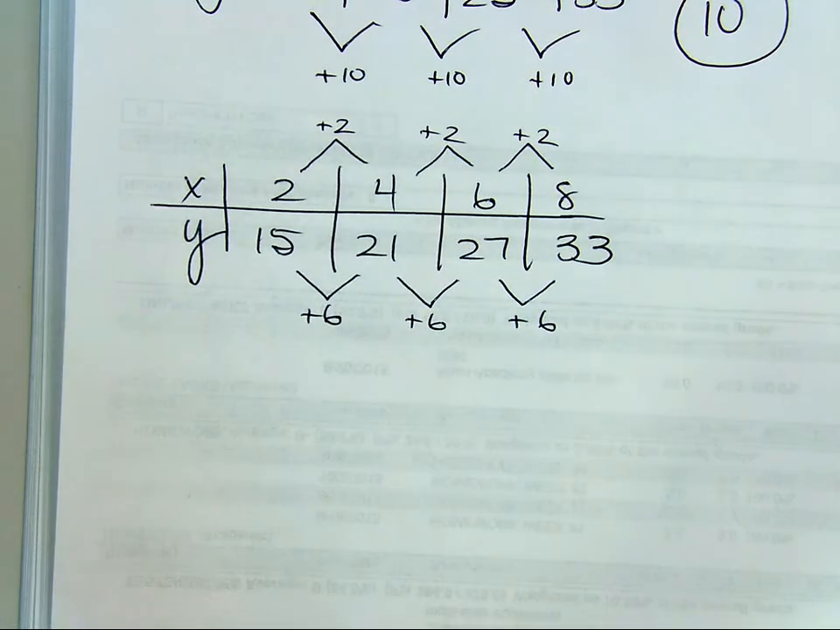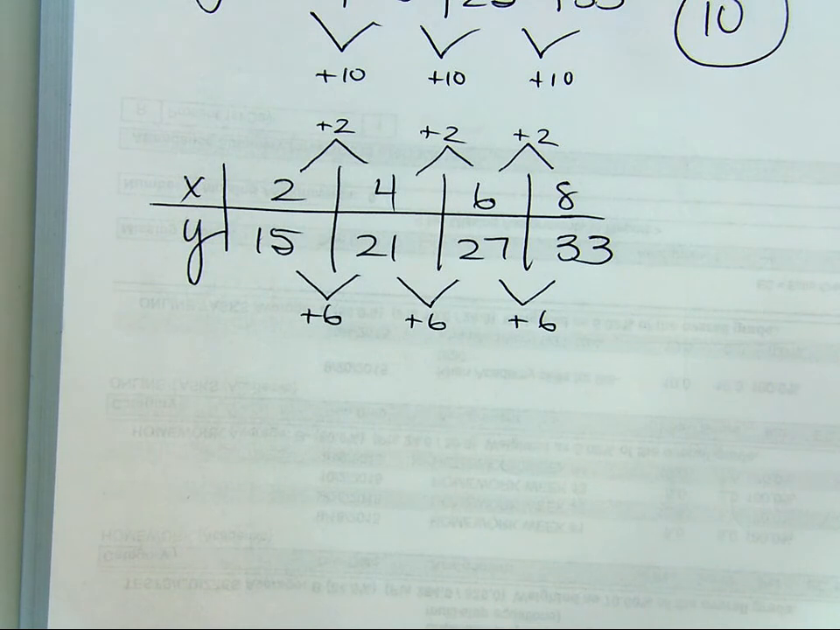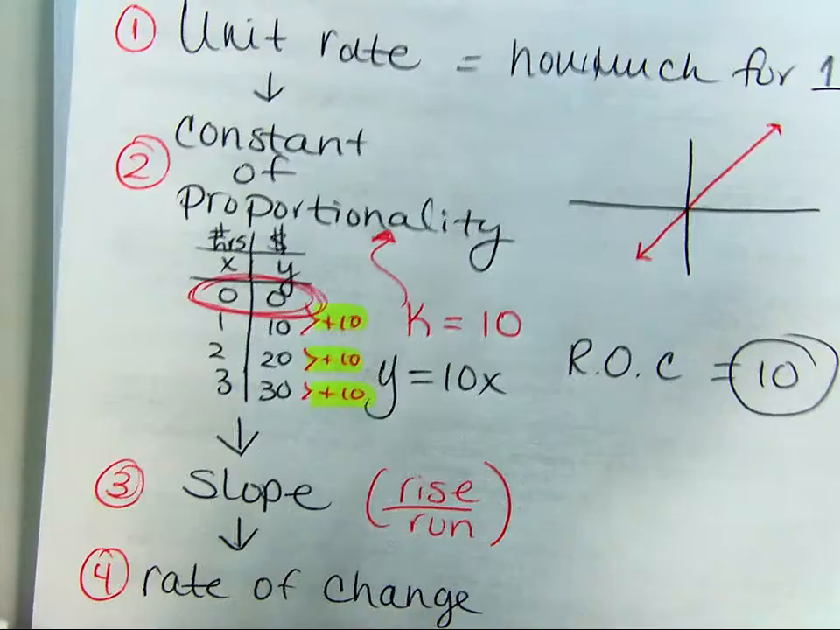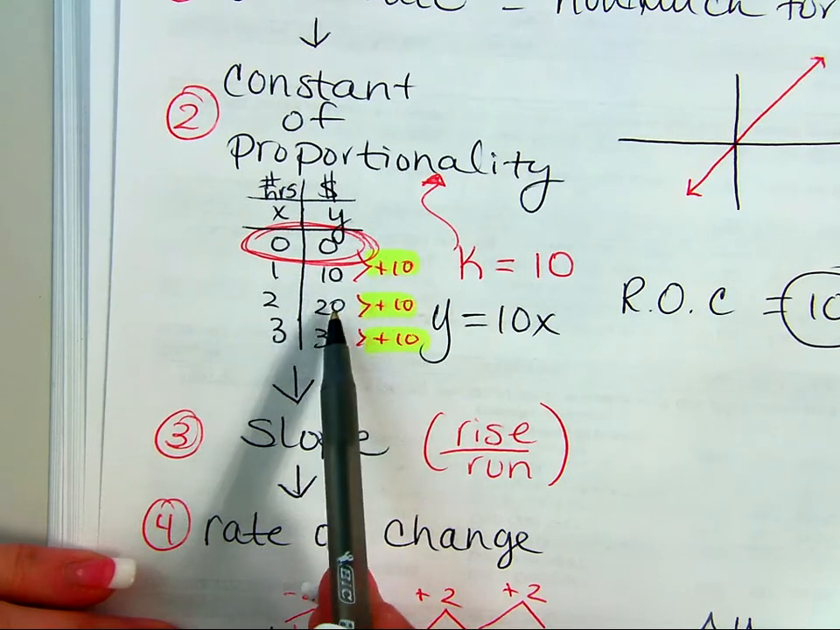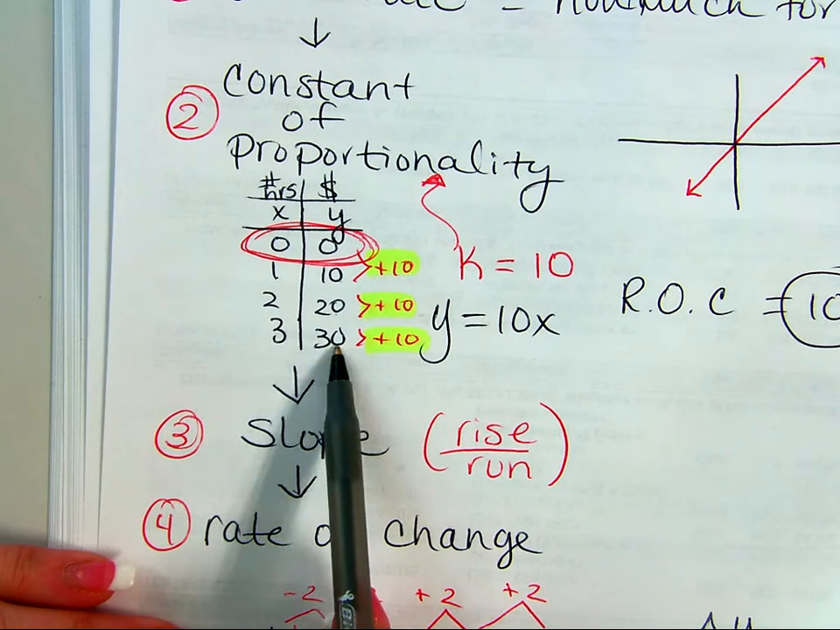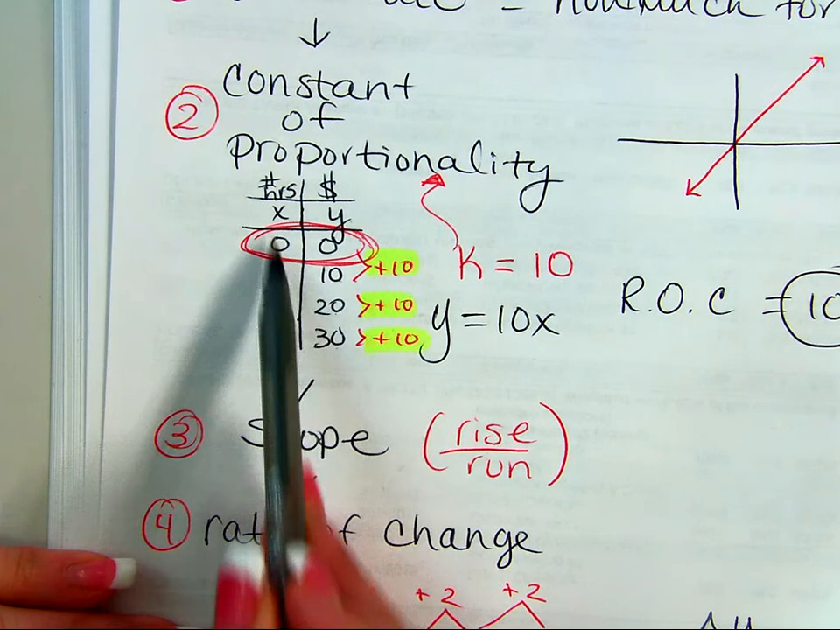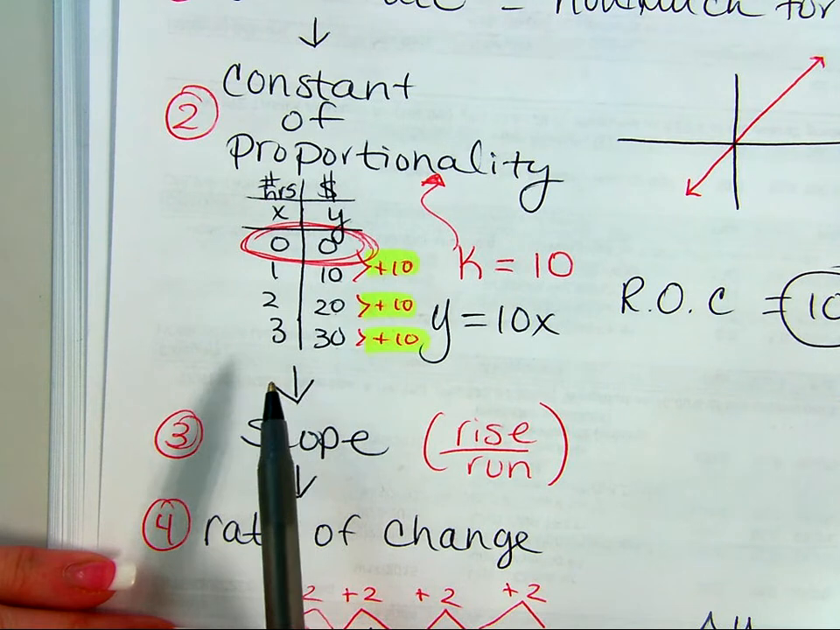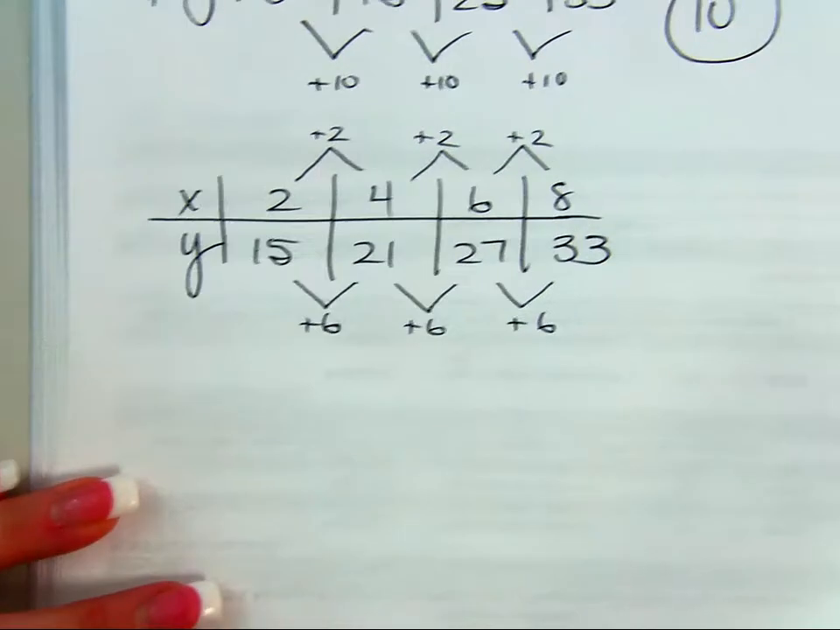If it's proportional and it has (0, 0), listen guys, here's the main difference. I can divide the y by the x, right? Just like I did here. 10 divided by 1 is 10. 20 divided by 2 is 10. 30 divided by 3 is 10. Those are the actual y's divided by the actual x's, right? When it's proportional. When it's not, you can't divide the y by the x.